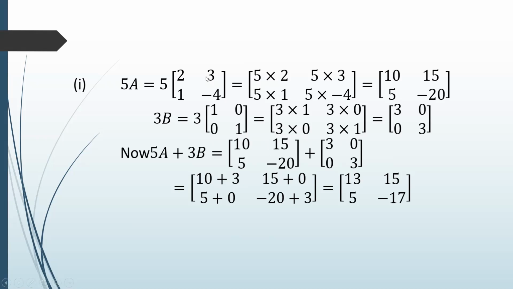Now we add both, then we get 10, 15, 5, minus 20 plus 3, 0, 0. So now we add corresponding elements: 10 plus 3, 15 plus 0, 5 plus 0, minus 20 plus 3. So this will come 13, 15, 5, minus 7. So is that clear?